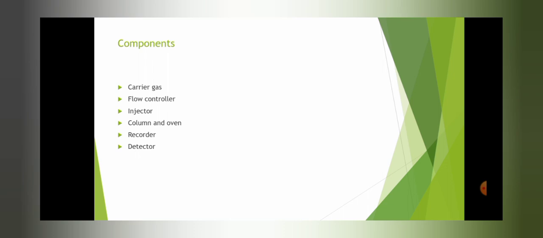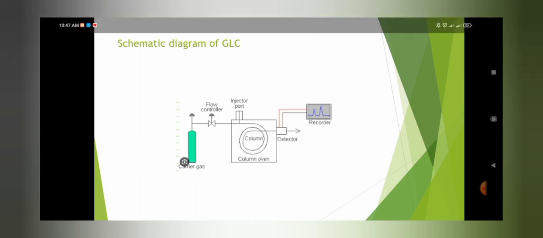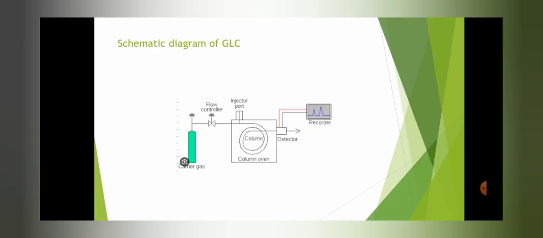So GC has a carrier gas, a flow controller, an injector, a column and column oven, a recorder, and a detector. Those are the components of the GC. We have the schematic diagram of the GC, and we can see the carrier gas. We said helium is most preferred because it is thermally stable, it is inert in nature, and it has a lower density.